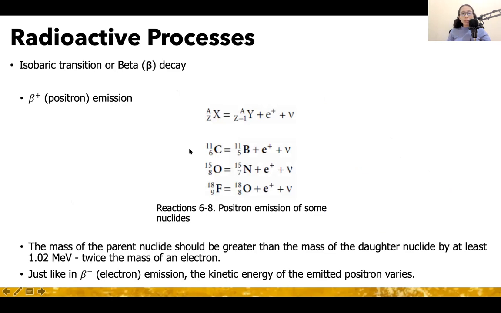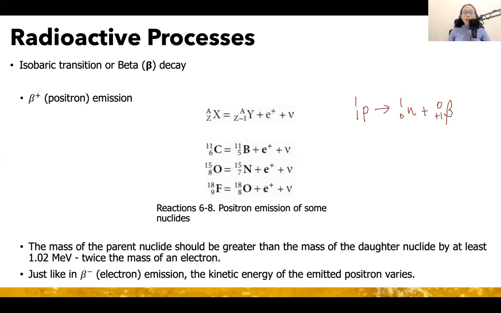So in the positron emission, this time, you have a proton which disintegrates into a neutron and a positron. The positron is just like your beta particle, only with a positive charge. It's like your proton to the electron.